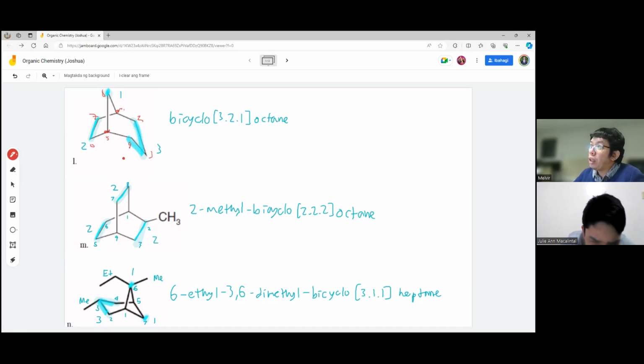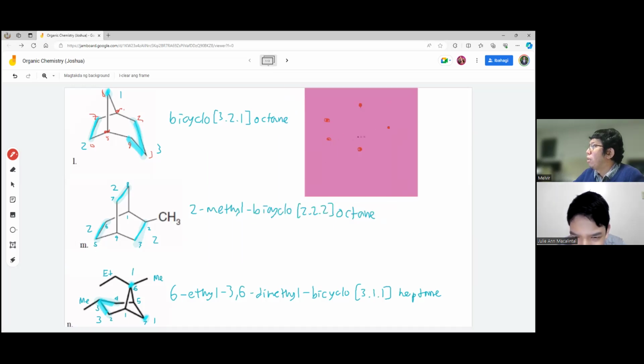So if we're going to draw it, can you draw this one, Josh, in 2D only? Because this is 3D. You can do that. It's like connect the dots. I need to master the strength to draw a perfect heptagon. Parang ganito. I have a better idea.